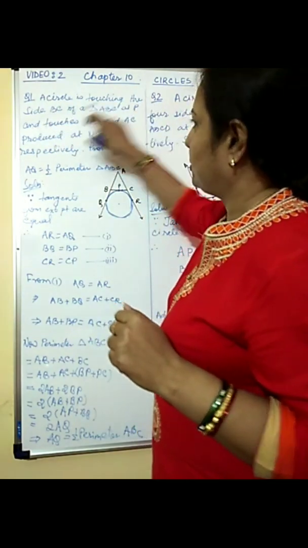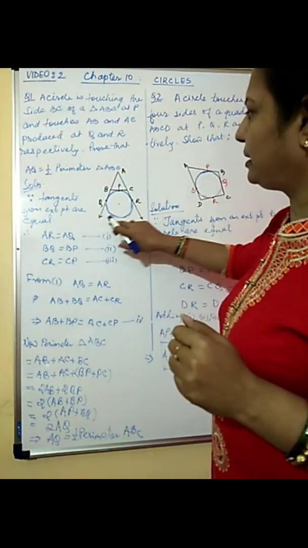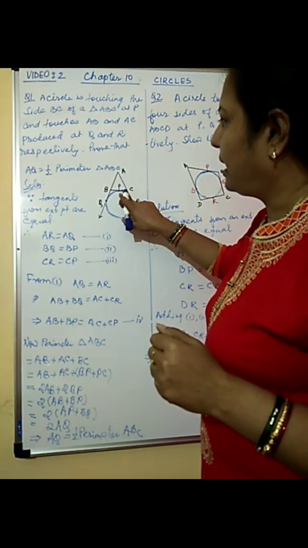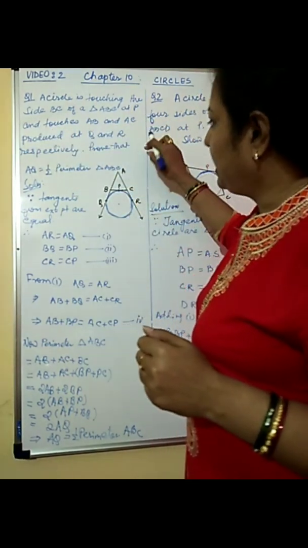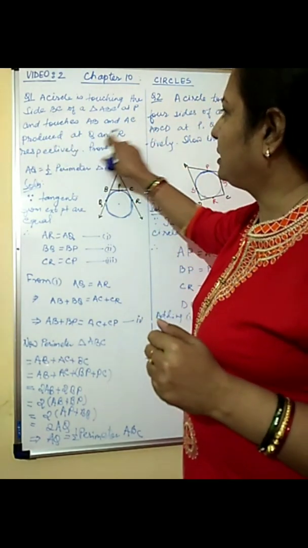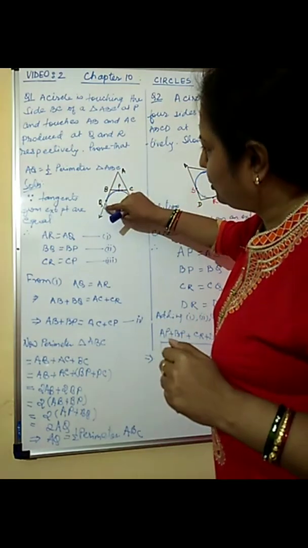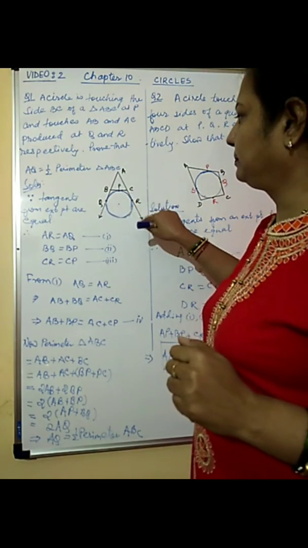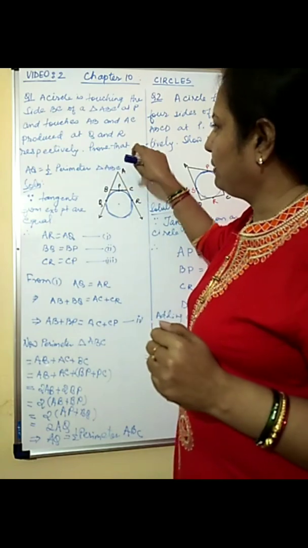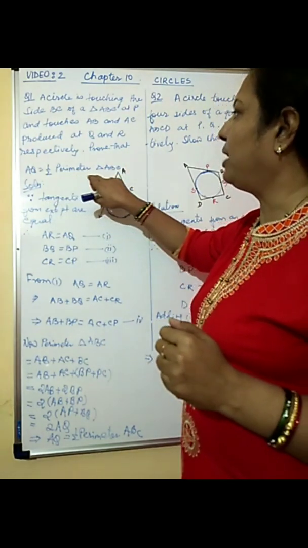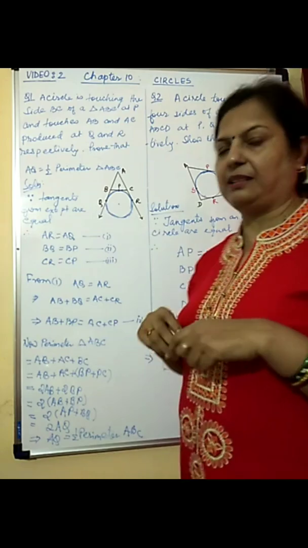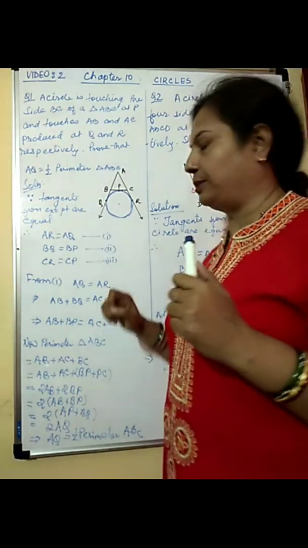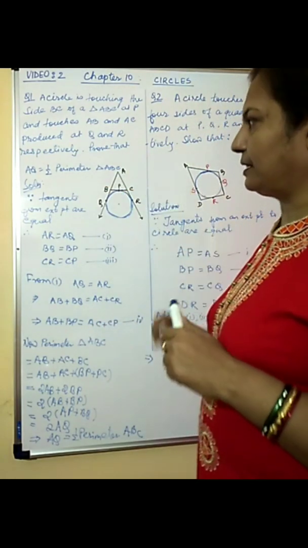A circle is touching the side BC of a triangle ABC at P. Now if you can see this triangle, ABC is a triangle. The circle is touching it at point P and touches AB and AC produced at Q and R respectively. So AB is produced to Q, AC is produced to R, where the circle touches these lines produced. So now we have to prove that AQ is equal to half the perimeter of triangle ABC. That means the length of the tangent AQ is equal to half the perimeter of the triangle ABC.